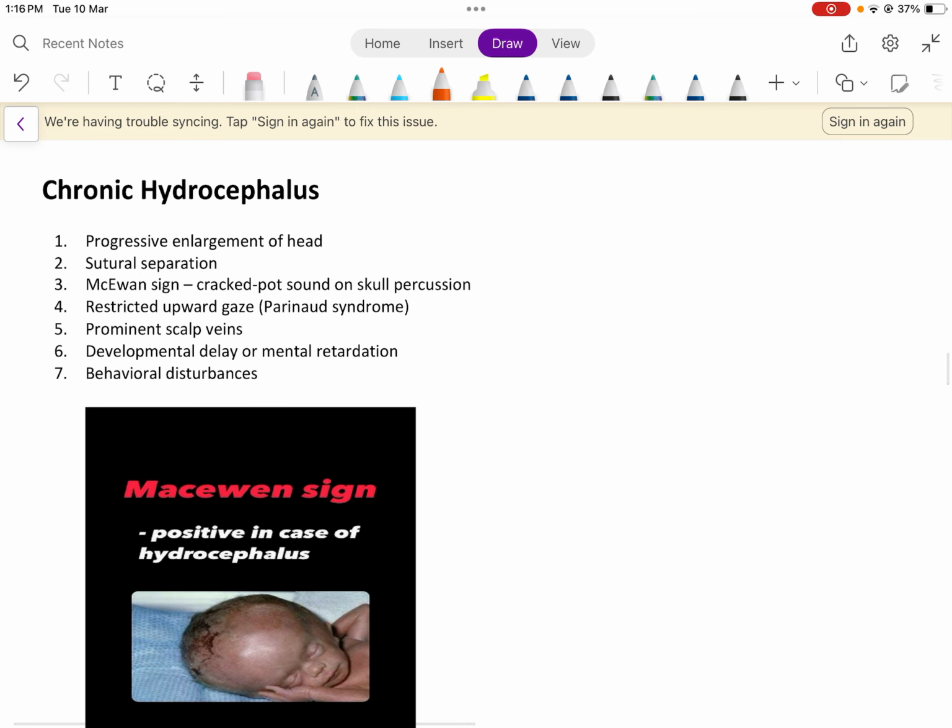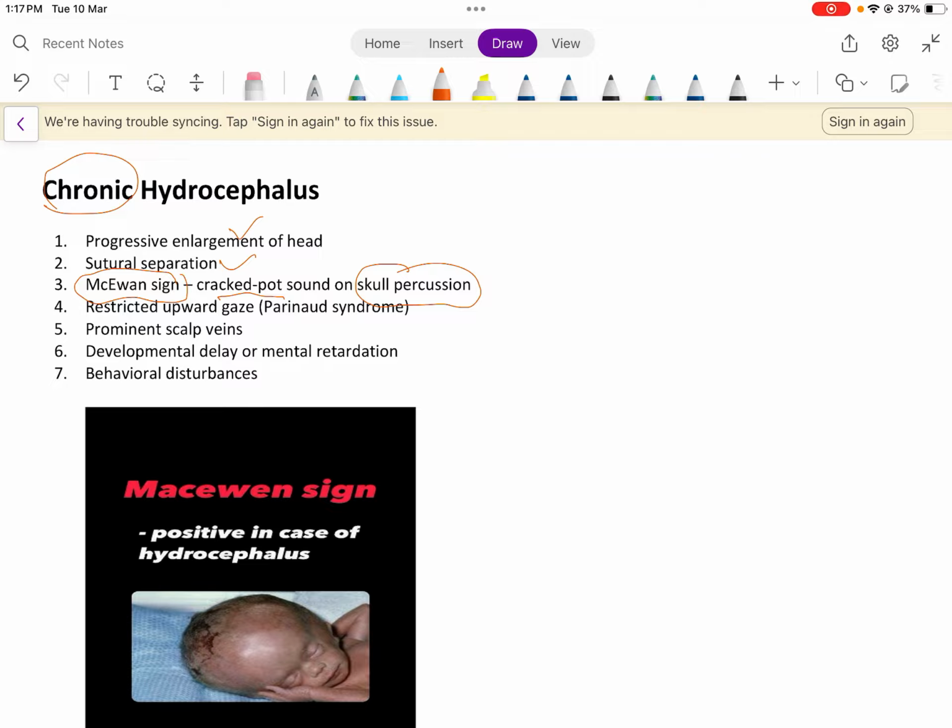Now, chronic hydrocephalus. There is chronicity, so you get a progressive enlargement of the head. With progressive enlargement, you get suprachiasmatic separation. When you percuss the skull, you get a cracked-pot sound. That is known as Macewen's sign. So remember, that is known as Macewen's sign.